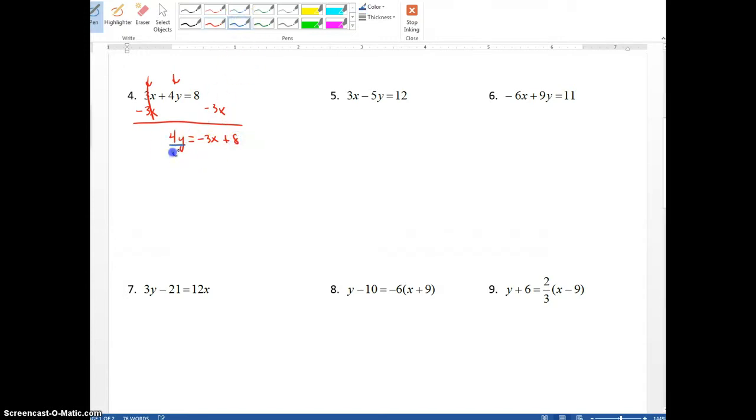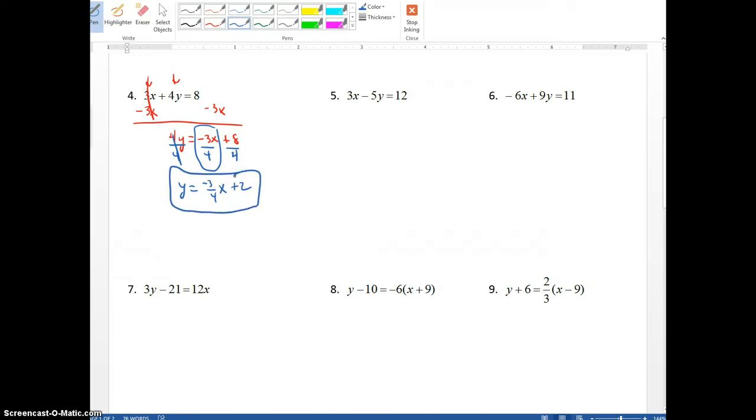Now I'm going to go ahead and divide everything by 4. Now when I look here, I have my y equals, this is a fraction that can't simplify, so keep it in fraction form if it cannot be simplified. Do not change it to a decimal. So it's negative 3/4 x. Then 8 over 4 will simplify to 2. And that is what it would look like.